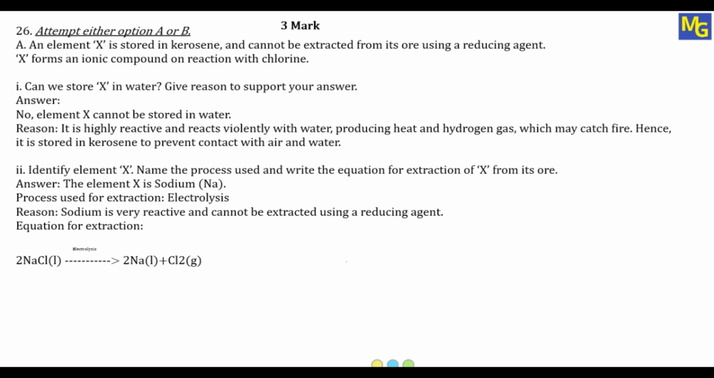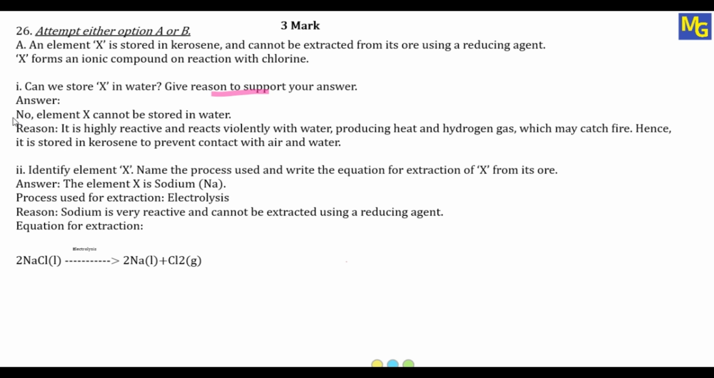So question number 1 is: can we store X in water? Give reason to support your answer. So first we have to find out what is X, and then we have to think, can we store that element in water? If yes or if no, you have to give the reason for your answer.